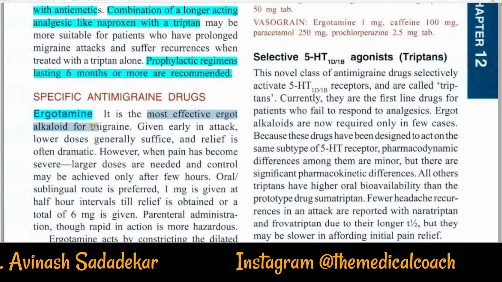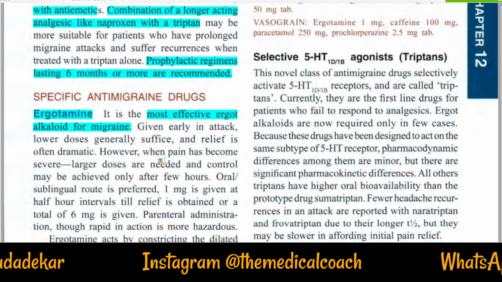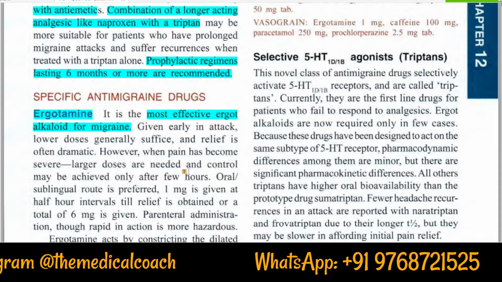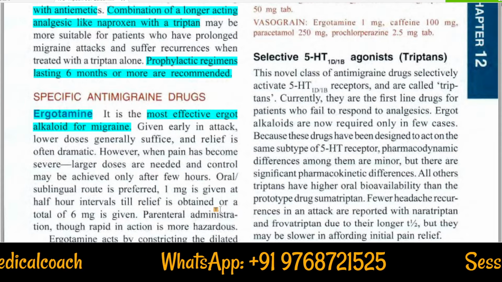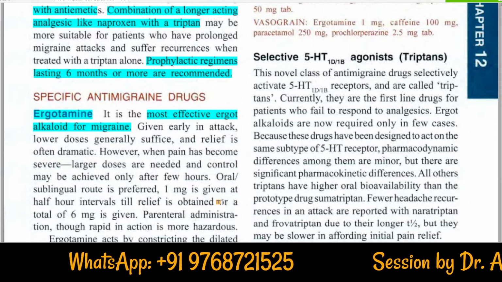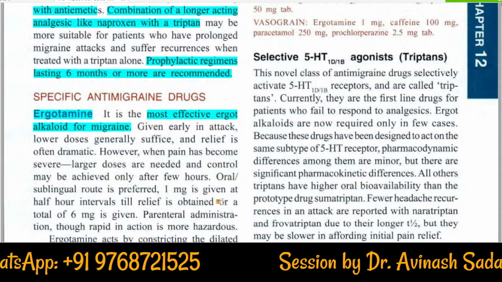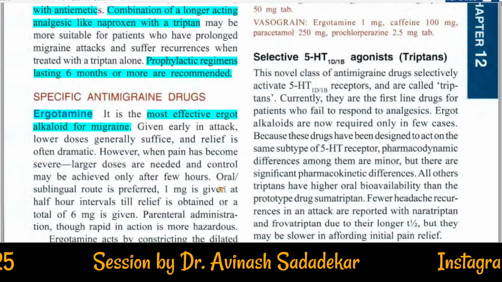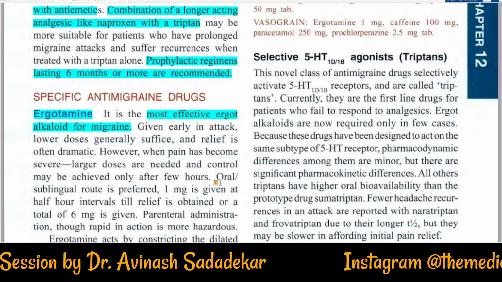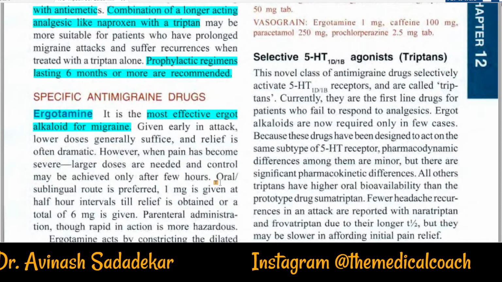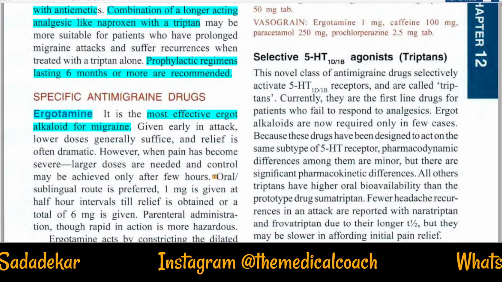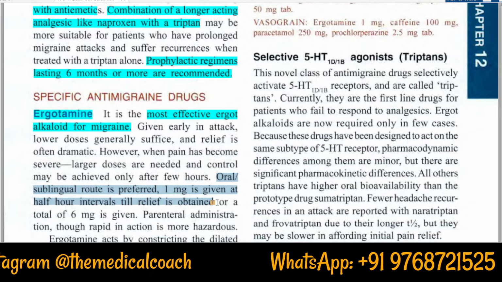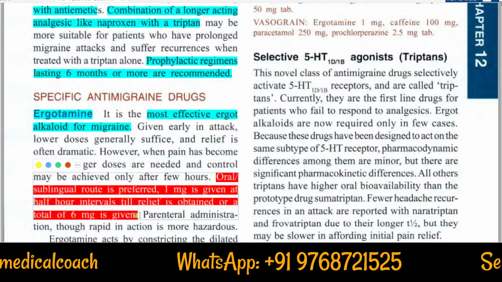Ergotamine is the most effective ergot alkaloid for migraine. You give it early in the attack, lower dose, great. The patient will get dramatic relief. But when the pain becomes very severe, then you will have to give larger doses. And once the pain has set in, getting rid of the pain takes some time. So control will be achieved only after a few hours. Because you want faster action, you try to give an oral or sublingual route 1 mg, half hour interval till relief is obtained, or total maximum 6 mg.